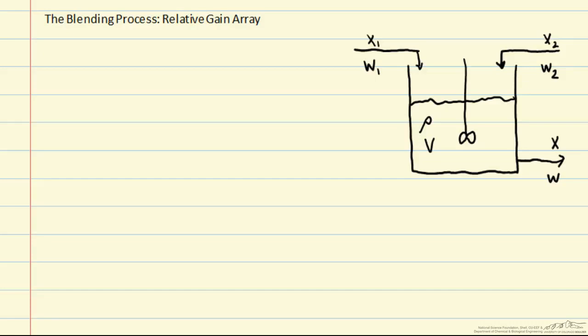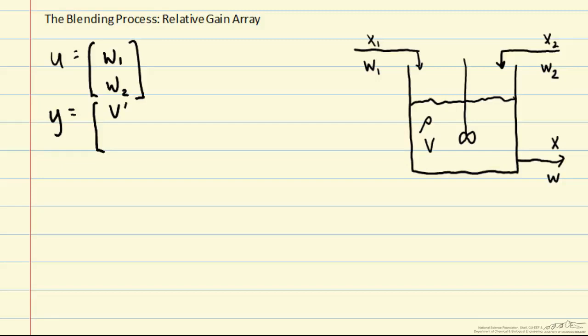In this screencast, we'll consider a scenario in the blending process where we have multiple inputs and multiple outputs, and we will use the relative gain array to help us design a multivariable control strategy. In particular, we'll consider the case of two process inputs, W1 and W2, and we will have two outputs that we wish to control.